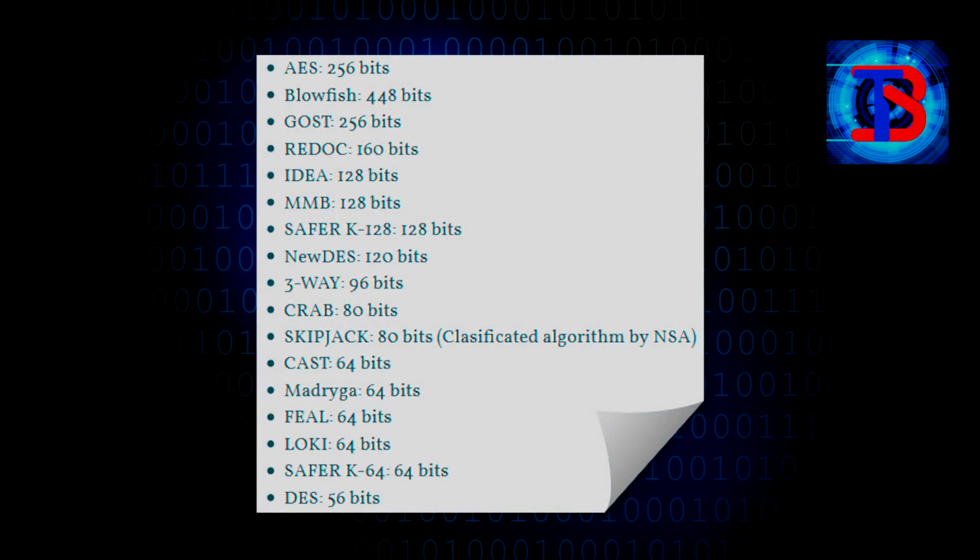If we compare these values with known symmetric key algorithms, we can see AES has 256 bits, Blowfish has 448 bits, GOST has 256 bits, Redoc has 160 bits, IDEA has 128 bits, MMB has 128 bits, Cipher K128 has 128 bits, New DES has 120 bits, Three-Way has 96 bits, Crab has 80 bits, Skipjack has 80 bits, and it is a classified algorithm by the NSA. Cast has 64 bits, Madryga has 64 bits, FEAL has 64 bits, Loki has 64 bits, Cipher K64 has 64 bits, DES has 56 bits.